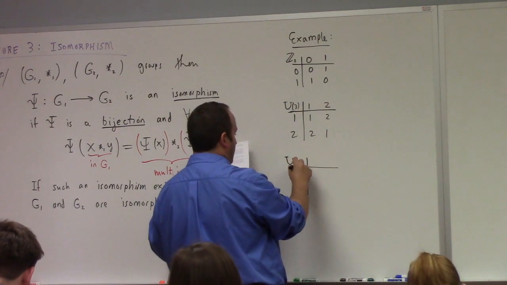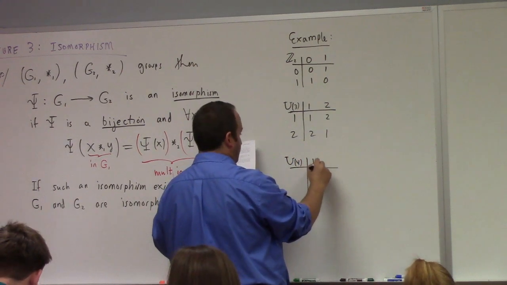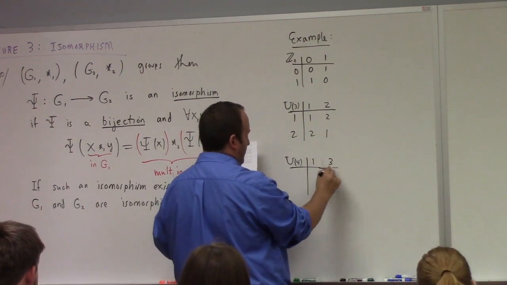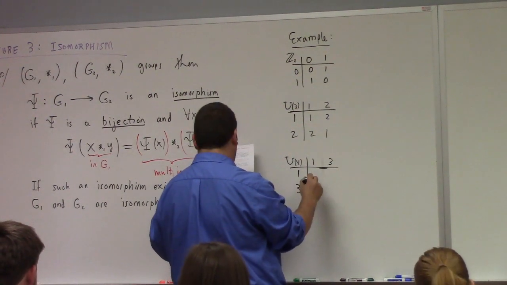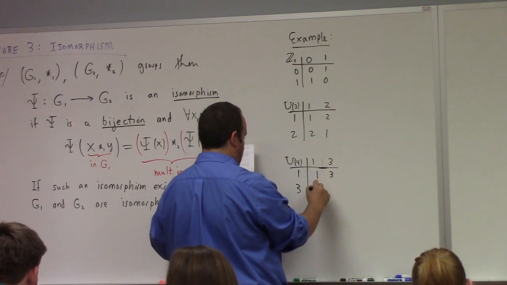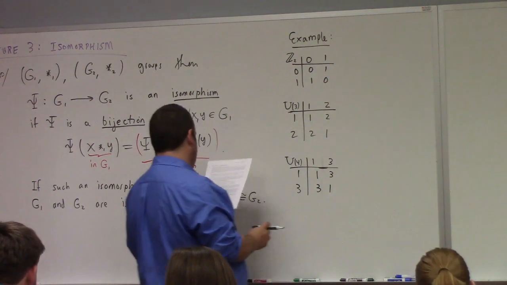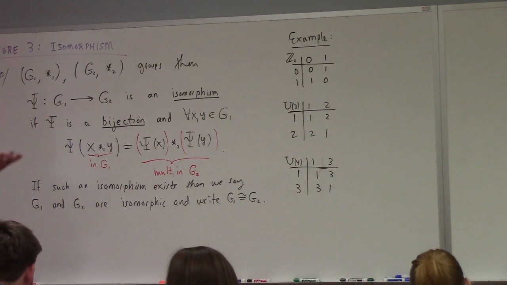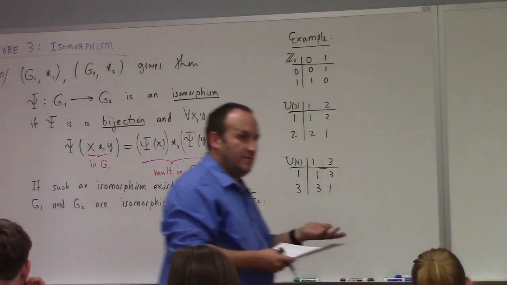Here's U4. I'm not putting those dividers in at the moment. Let's see here, 1, 3. So 1, 3, 3, 1. So these are 3 groups. Each one of them has order 2.